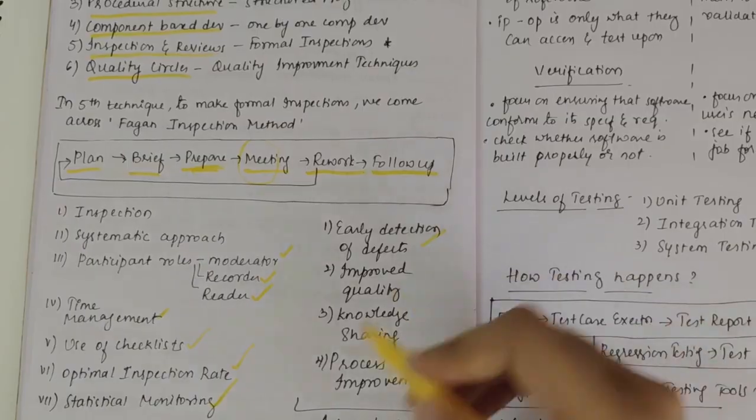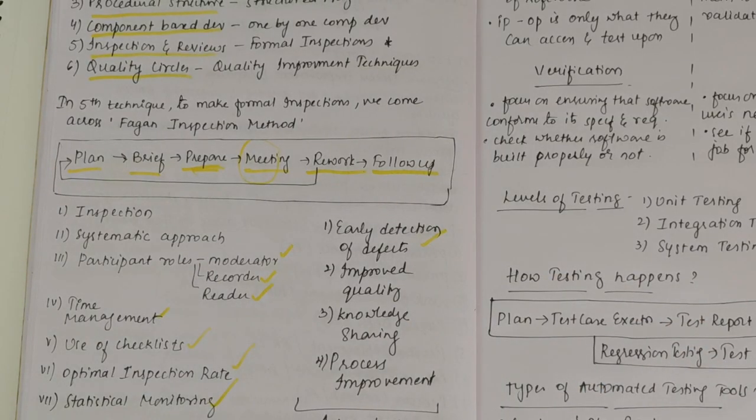Firstly, we have early detection of defects. By having meetings every now and then, we can easily detect errors in the early stages itself and not propagate them till the end. By doing so, we can save time and cost also. Then we have improved quality. Because we are conducting meetings, it will be easy for the developers to identify the mistakes, and wherever the mistakes are, we can scrutinize and work upon those mistakes, and make sure that higher software quality is achieved.